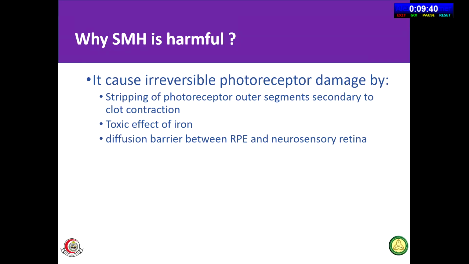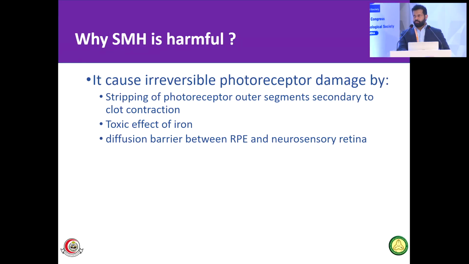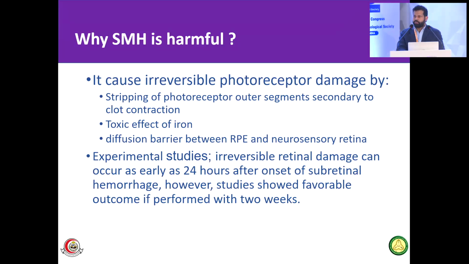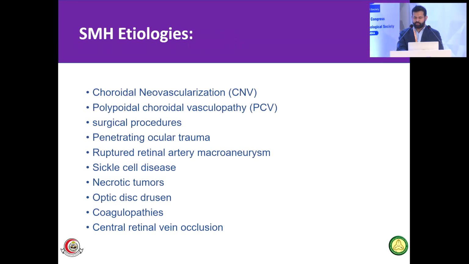So why is submacular hemorrhage harmful? We know that blood under the retina causes stripping of the photoreceptors, and this causes mechanical damage. It also causes toxicity to the photoreceptors from iron deposits, and it can act as a barrier between the RPE and the neurosensory retina. It has been shown in experiments that within 24 hours, permanent effects on the photoreceptors can occur.